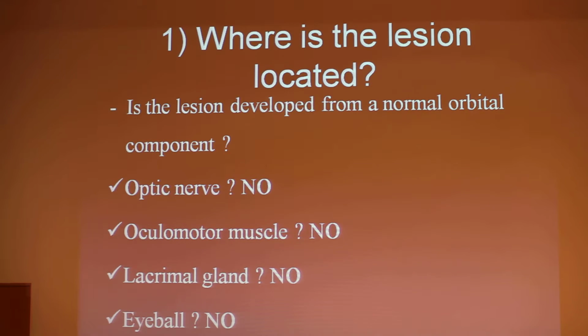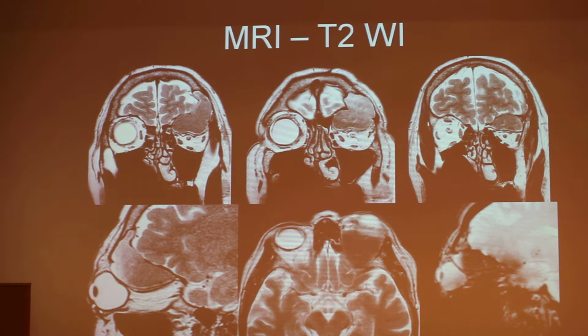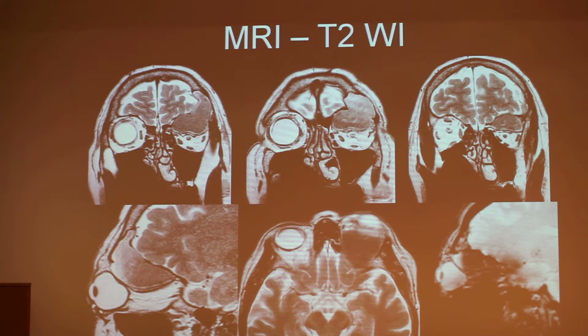The first question I wondered about was the location of the lesion. Was the lesion developed from a normal orbital component? I show you the images again. We see that the optic nerve is aloof from the lesion, and the ocular muscles are far from the lesion. Also, we can see the orbital rectus muscle, which is not involved by the lesion. The lacrimal gland also is not involved.